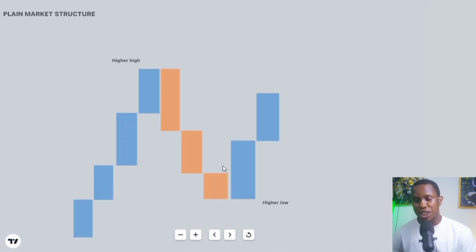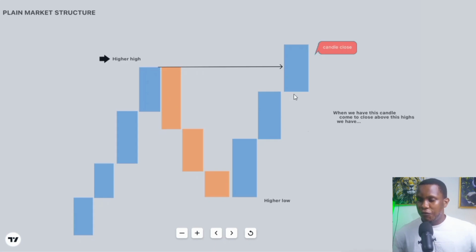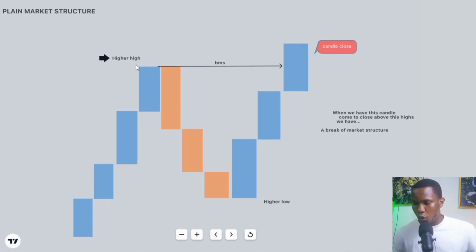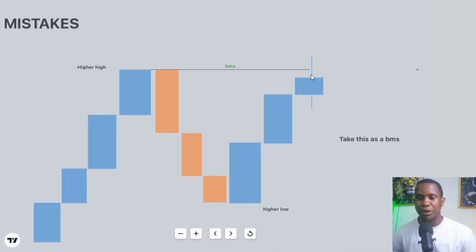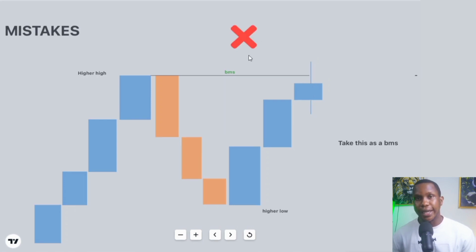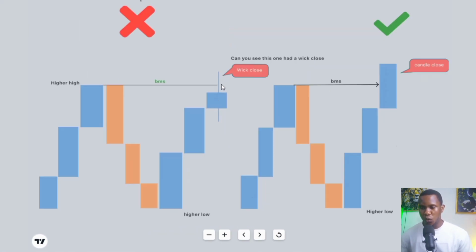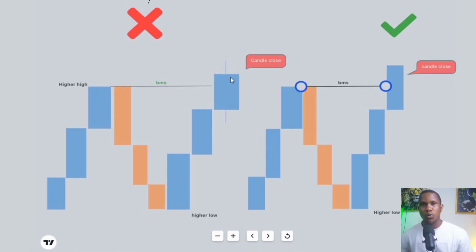So moving to the chart, this is what plain market structure looks like. When we have this candle come to close above this particular high, we have what we call a break of market structure, guys. Mistake I see traders make is what? Taking this as a break of market structure. This is wrong, guys. You see that this one has a weak close and this one has a candle close. Always wait for what? A candle close, guys.